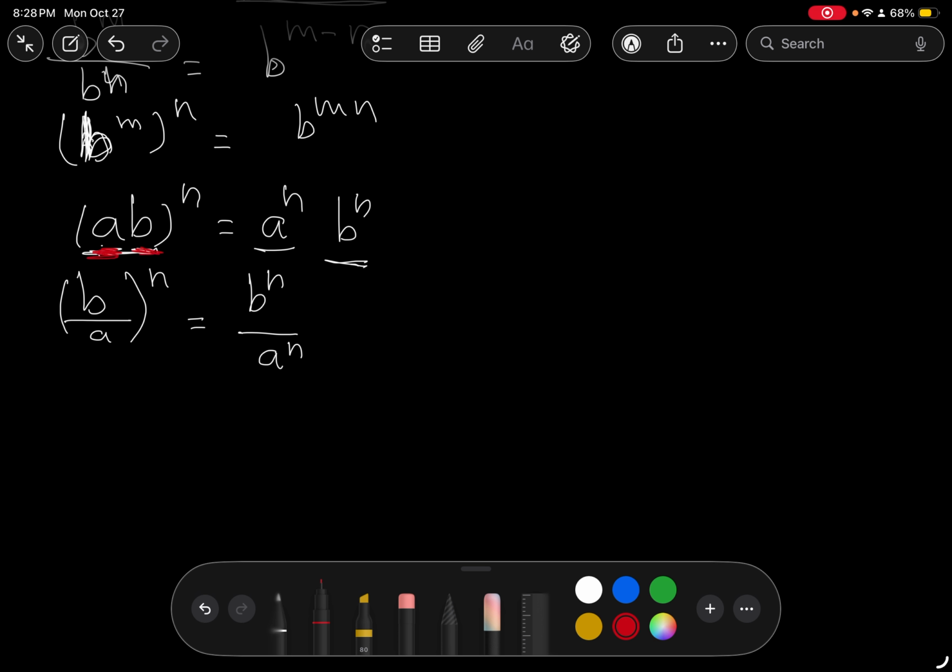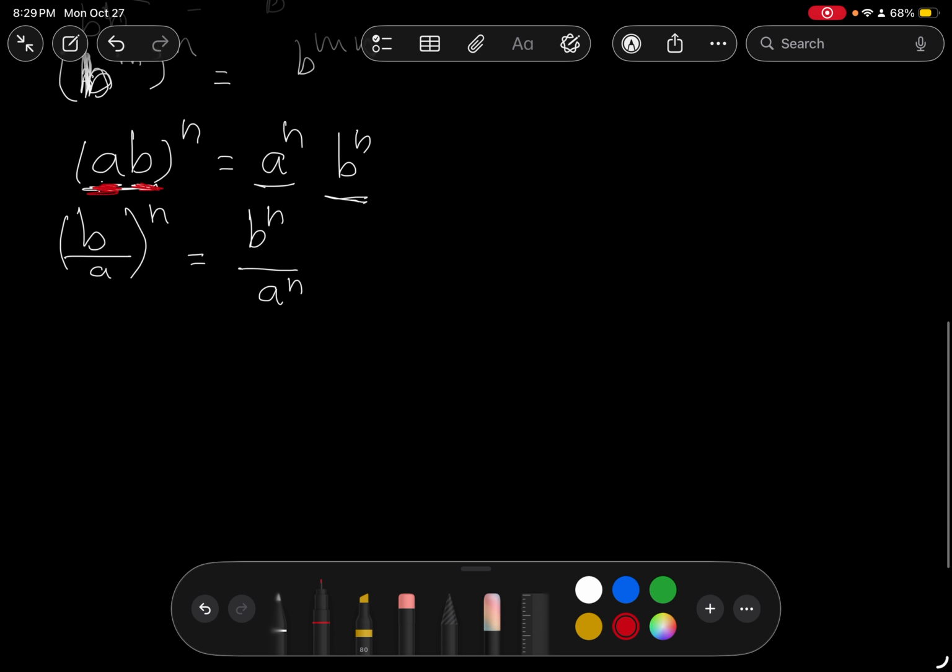Look, b over a to the nth power equals b to the nth over a to the nth. Okay, we separate, or we distributed, the nth power to the ratio with respect to the numerator and with respect to the denominator, like b to the nth over a to the nth.